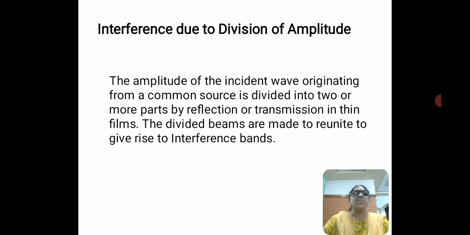The interference due to division of amplitude. In the division of amplitude, the amplitude of the incident wave originating from a common source is divided into two or more parts by reflection or transmission in thin films. The divided beams are made to reunite to give rise to the interference band. So this is the interference in thin films due to the division of amplitude.